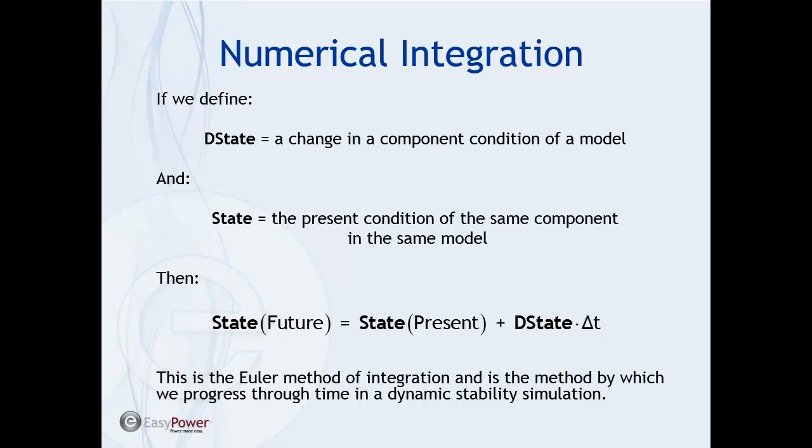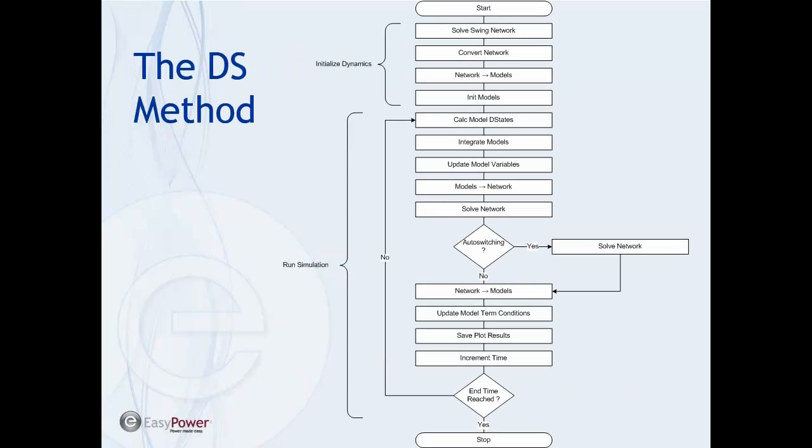If we have a D state, that is a change in a component condition of a model. So it's a measure or a calculated number of what's changing. And if we have a state, which is the present held condition at one moment in time of that same component, then the state in a future moment is equal to the state of the present moment plus the D state times the time step of your simulation. This is basically the Euler method of integration, and it's the method by which we march through time in a dynamic stability simulation.